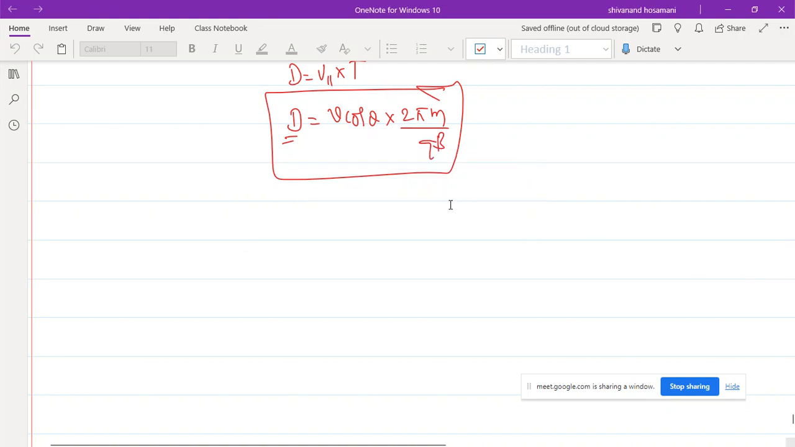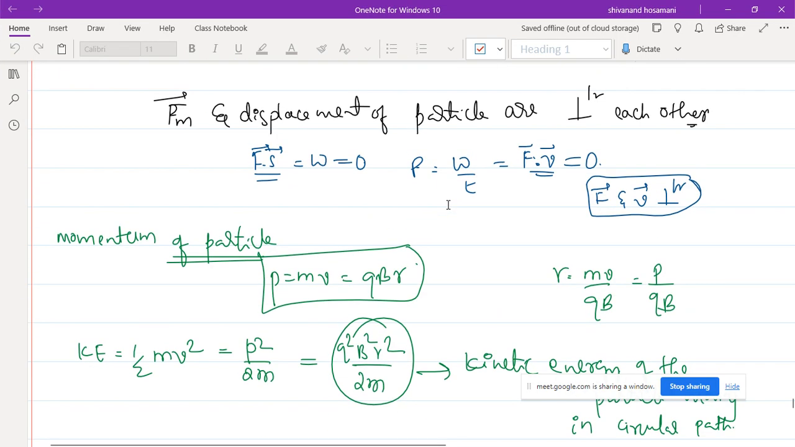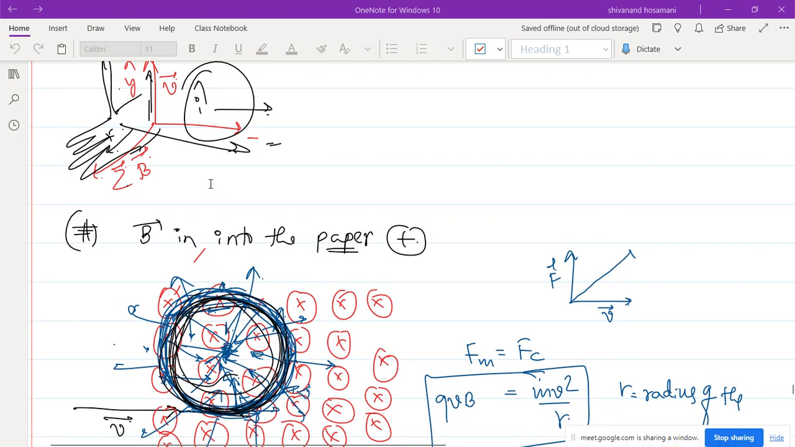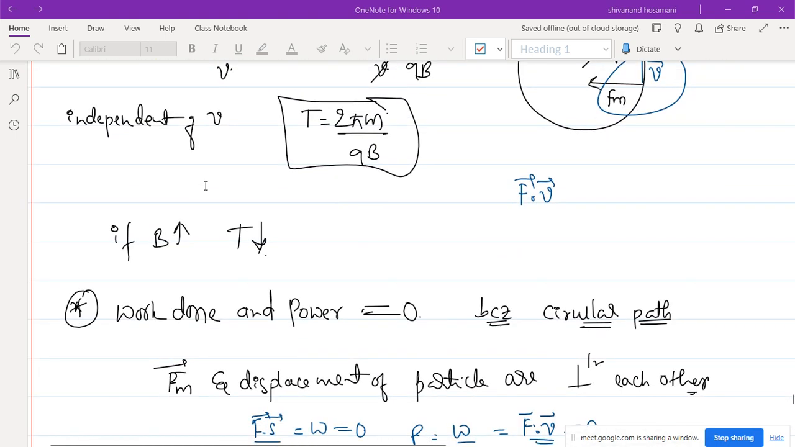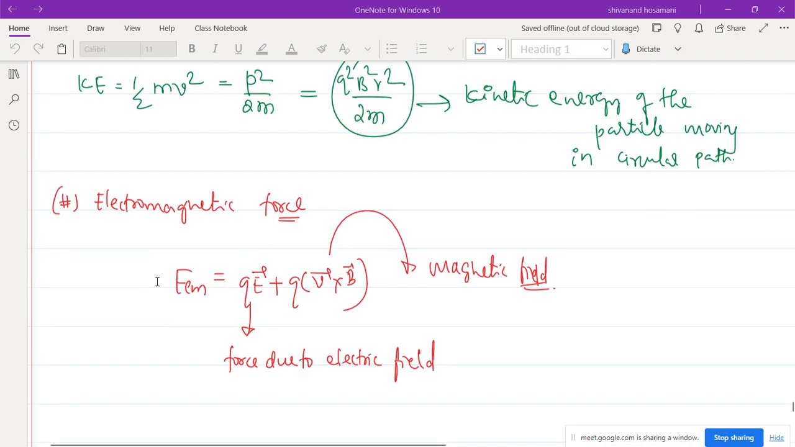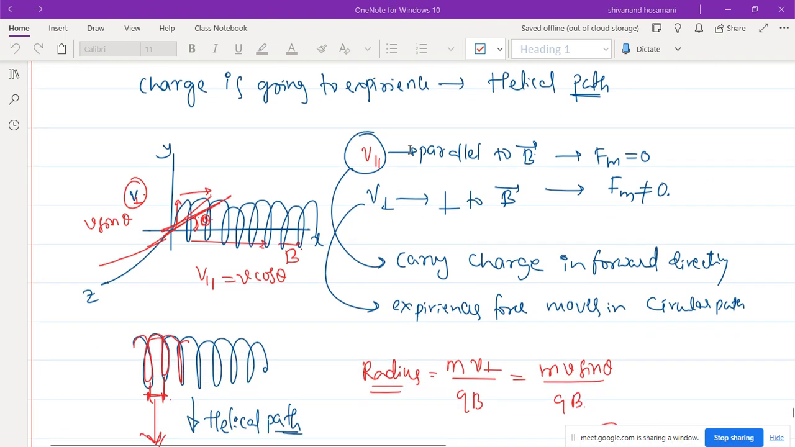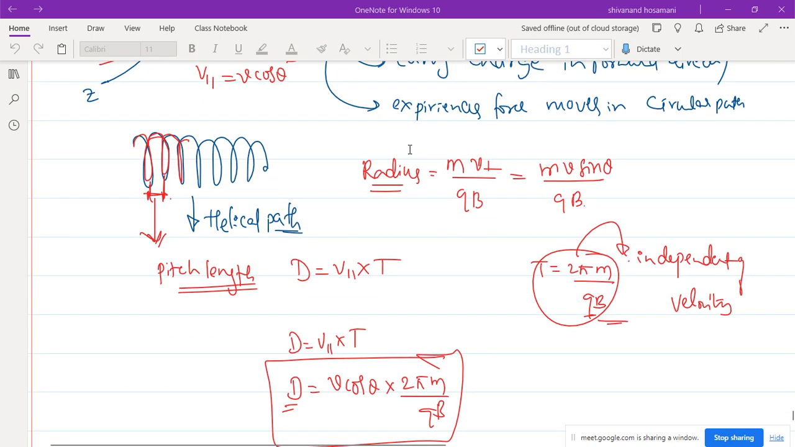Let's see. In the previous class, we discussed a charged particle moving in a magnetic field. That is like the cyclotron concept. So this one we have discussed. Then we discussed the total force acting when it is moving in both an electric field and a magnetic field. Then we discussed a charged particle moving at any angle theta with respect to the magnetic field, other than 90 degrees. It is going to follow a helical shape. That is called a helical path.